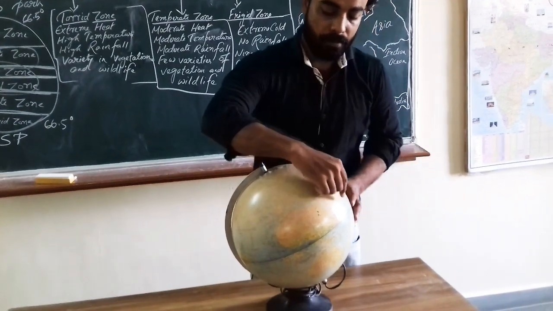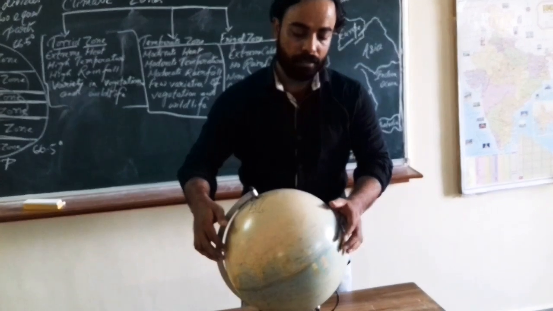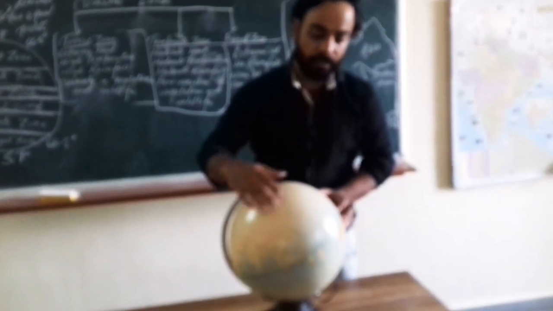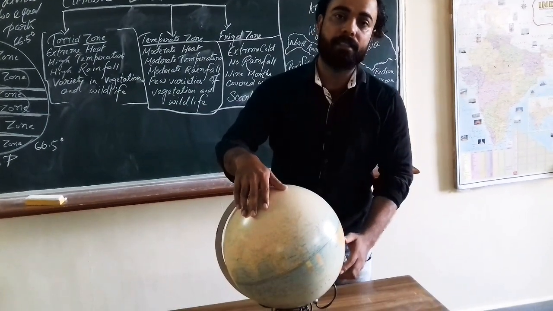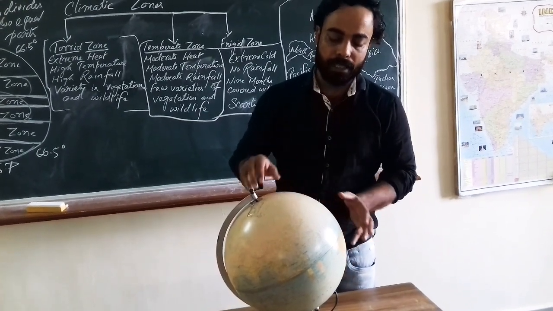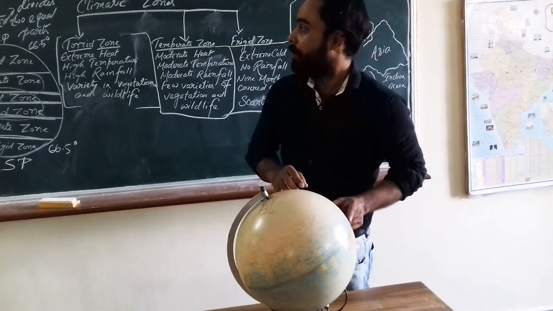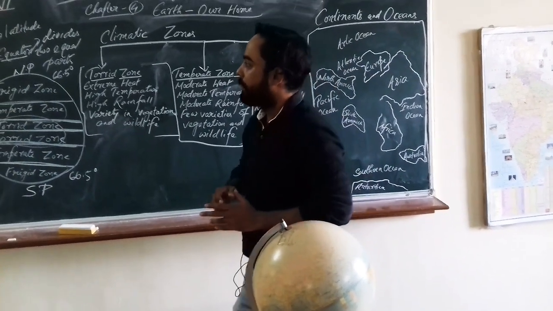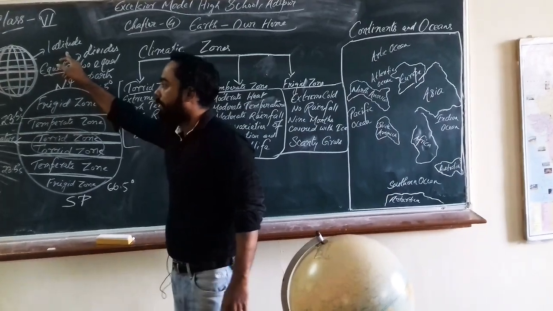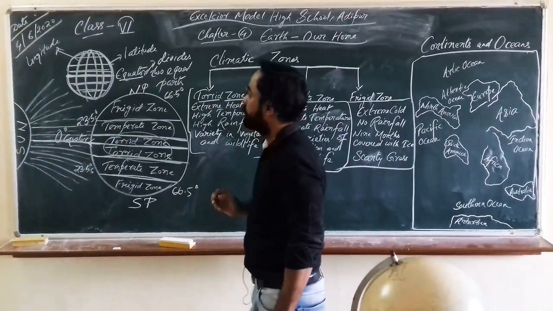Here we see horizontal and vertical lines that are drawn on the globe. These are only imaginary lines. These are not realistic. These are just imagination. So, the imaginary horizontal lines are called latitude and the vertical lines are called longitude.